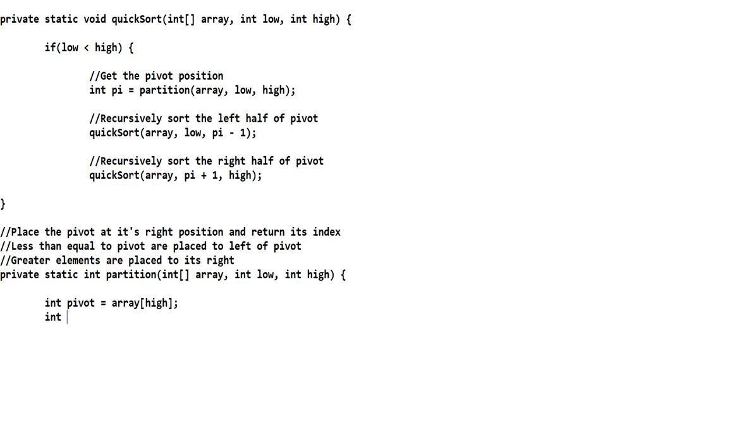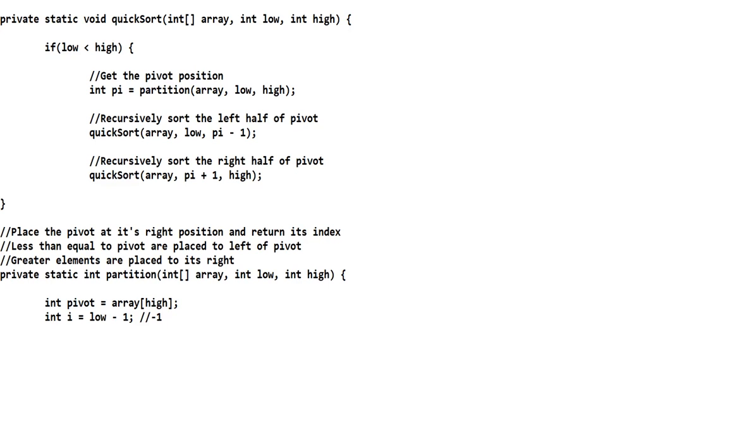Then we have this index, which is the less than or equal to index. Now all the elements to the left, including this index, are less than or equal to pivot, and all the elements to the right will be greater than pivot. So this index will be low minus 1, or you can just define it as minus 1 also.